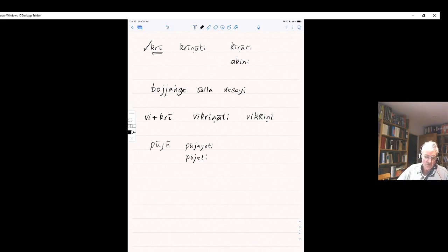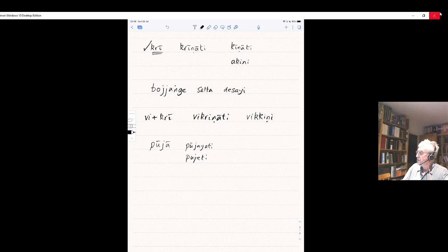And of course, in all of these sentences, the pronoun tumhe, mayam, aham, tuam can be left out because it's understood from the ending of the verb what the pronoun is. Same as in Latin and Italian and Spanish, where you can leave out the pronoun because the verb itself will indicate whether you're talking about he, she, it, you, singular, I, we, and so on. So that is a very simple overview of the aorist in Pali.